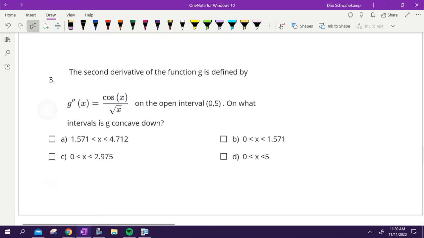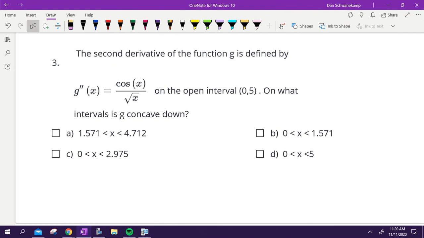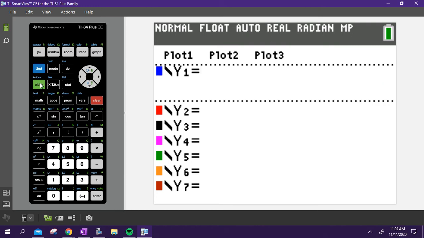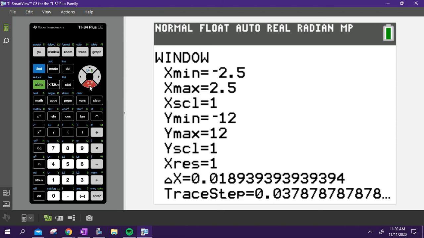Number 3, the second derivative of the function is given by that thing right there on the interval from 0 to 5. I want to know when I'm concave down. So let's graph it. Alpha F1, because I want to type it in as a fraction. Make sure you are in radians. If you're in degrees, you're getting them all wrong. Cosine x over square root of x. And it asked us to do it on the window from 0 to 5.